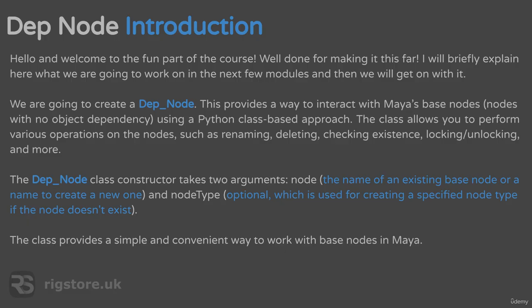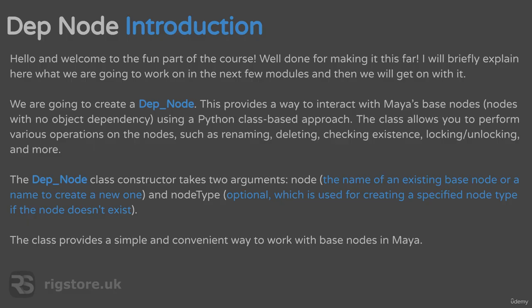I'm going to briefly explain here what we're going to work on in the next few modules, and then we will get on and start building everything. Okay, we're going to create a dep node in this course. This provides us a way to interact with Maya's base nodes, nodes with no object dependency, using a Python class-based approach. The base class allows you to perform various operations on the nodes, such as renaming, deleting, checking existence, locking, unlocking, and more.